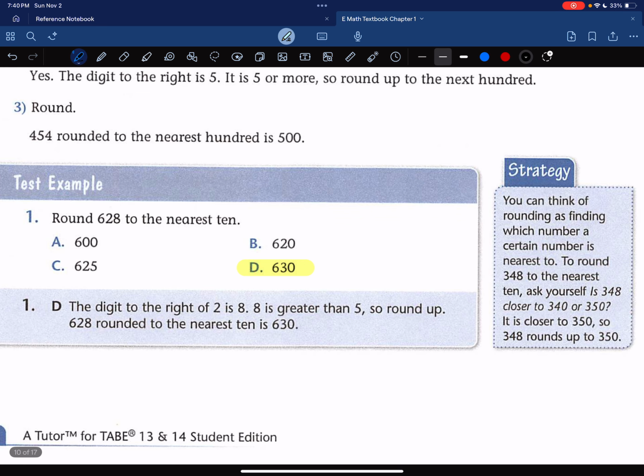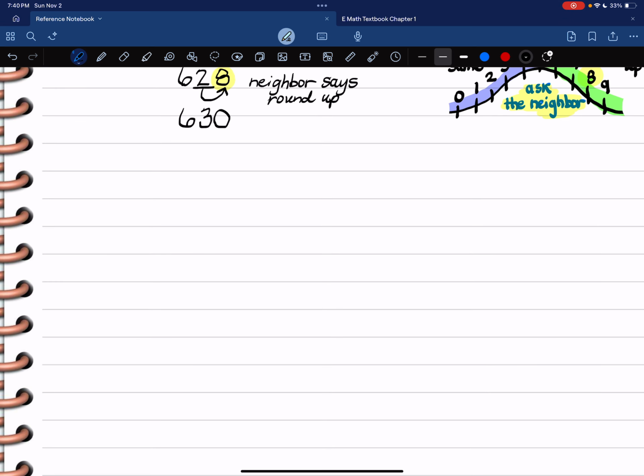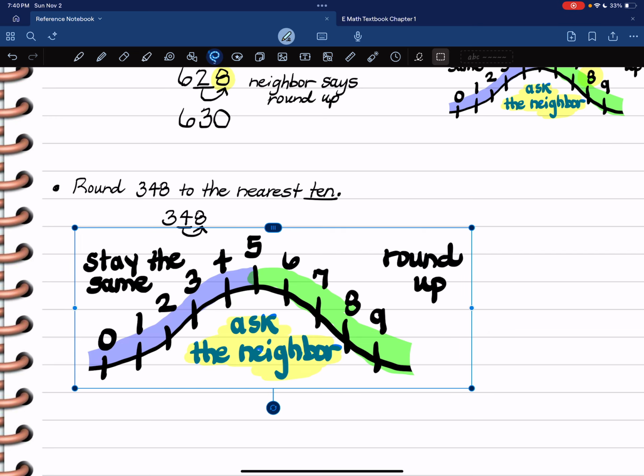Now I'm going to show you how to round 348 using our rule. So let's go here and say round 348 to the nearest 10. That's the place. Here's the number. Underline the tens place and look at the neighbor. And then apply your rounding rule.